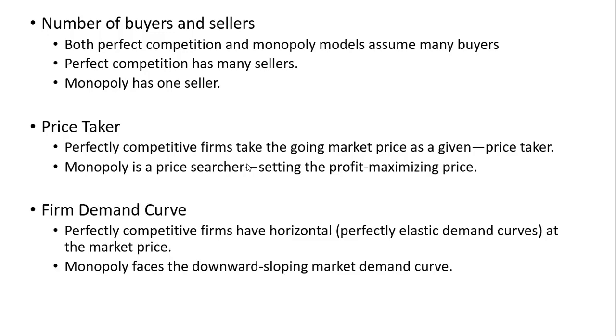The firm's demand curve. Perfectly competitive firms have a horizontal or perfectly elastic demand curve at the market or equilibrium price. The monopoly, on the other hand, faces the downward sloping market demand curve. So the demand curve for the monopoly slopes downward. The demand curve for the individual or representative perfectly competitive firm is horizontal at the equilibrium price. Keep in mind that the equilibrium price in perfect competition is determined where the market demand curve intersects the market supply curve.